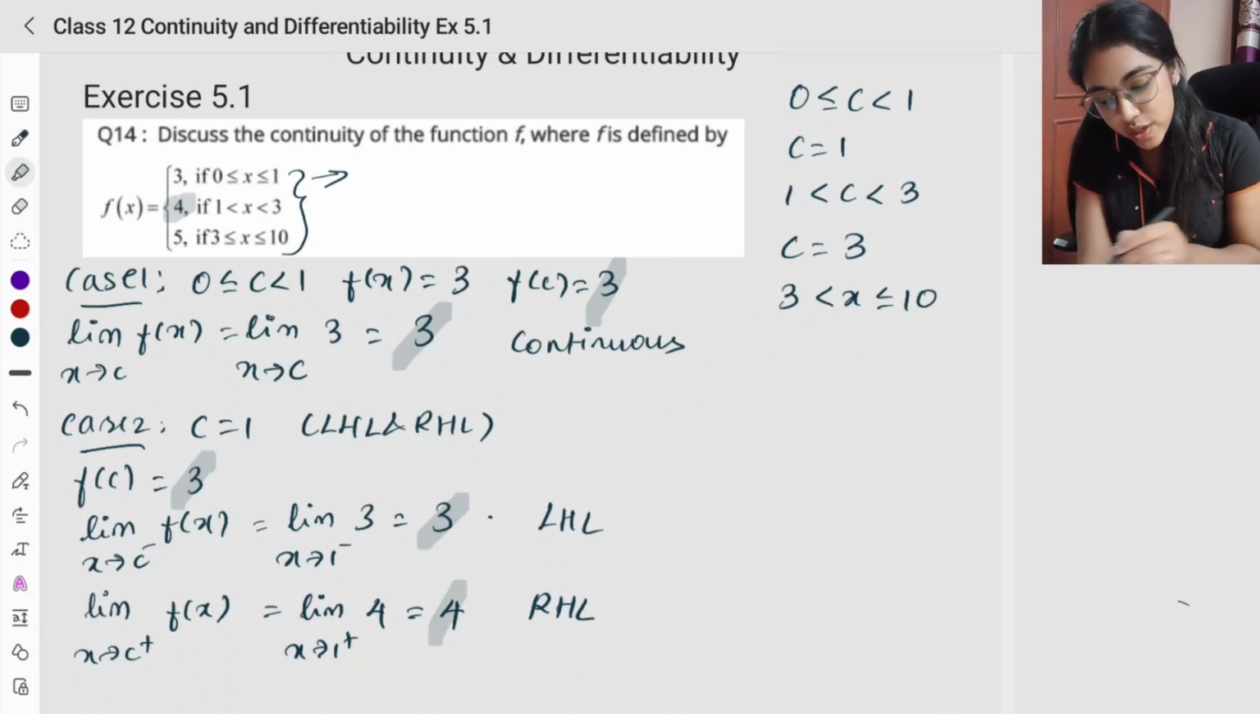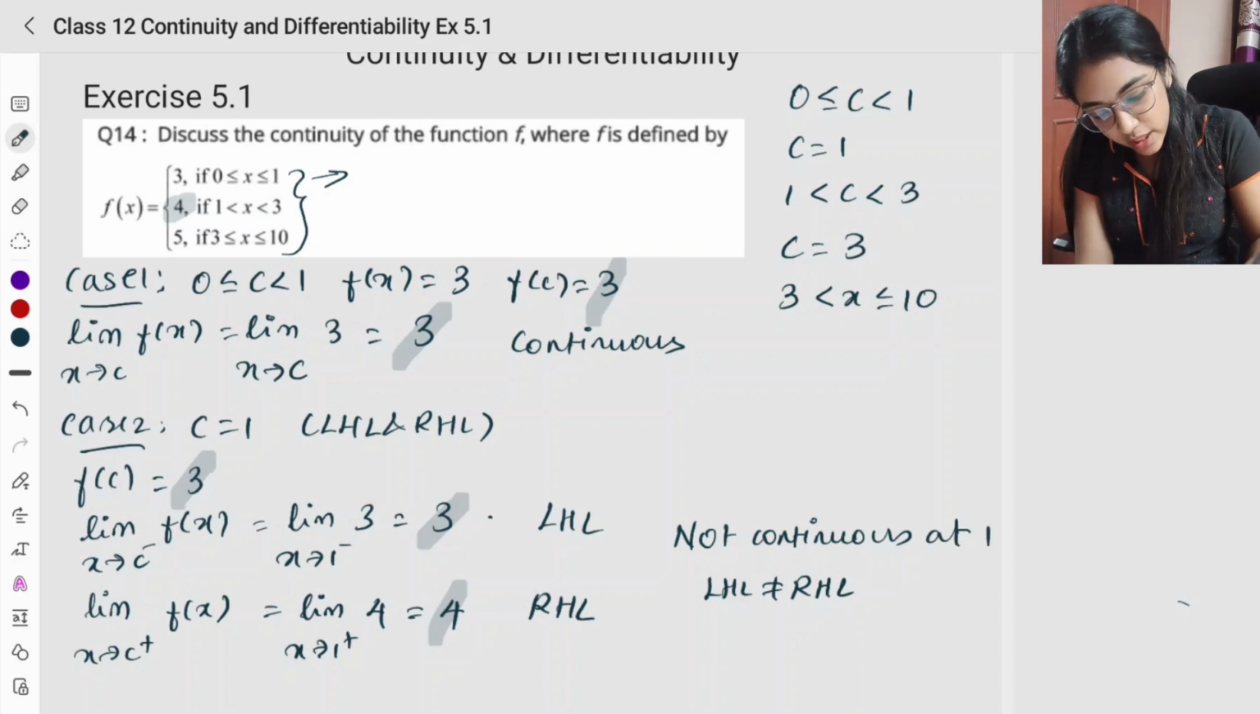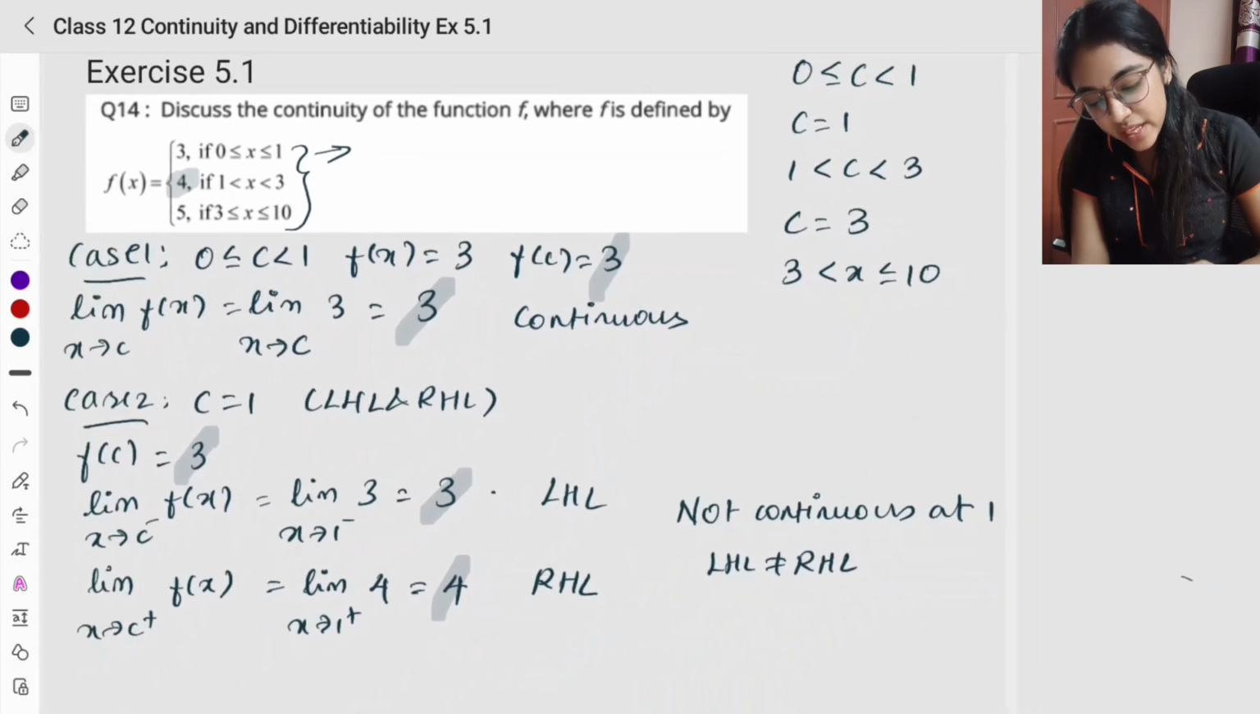It is 4. So, it is not equal. So, it is not continuous, as left hand limit is not equal to right hand limit. Why is it not continuous? At x is equal to 1 it is not continuous. Okay. What is my third case now?